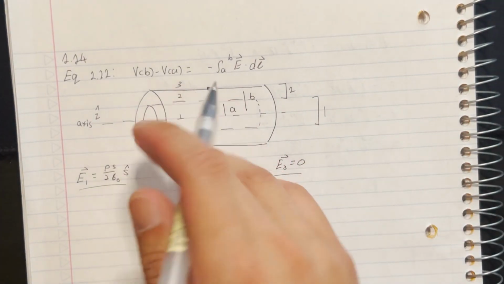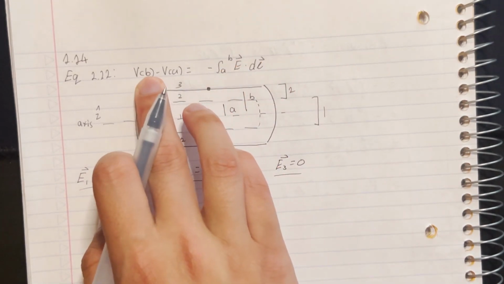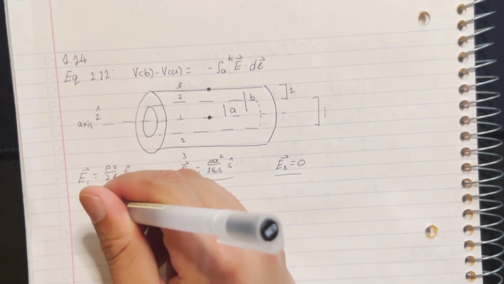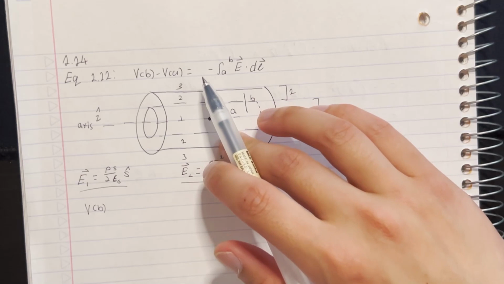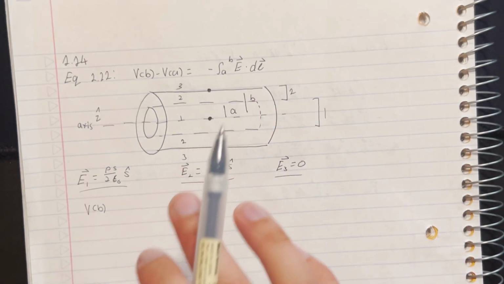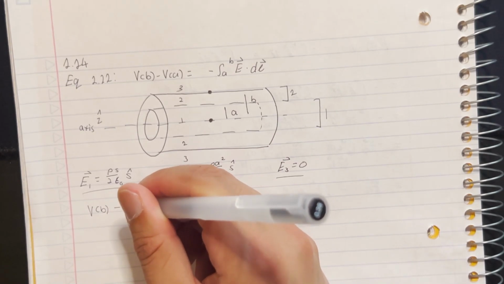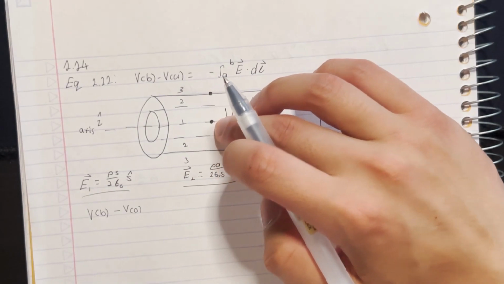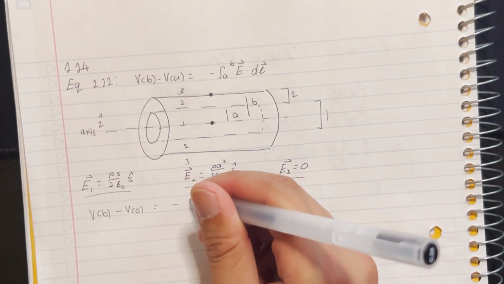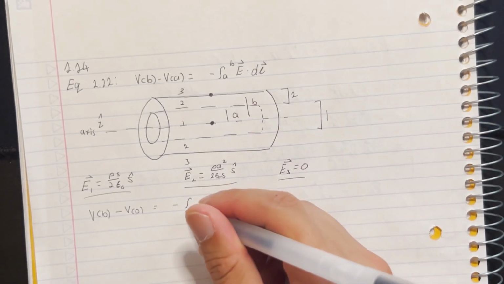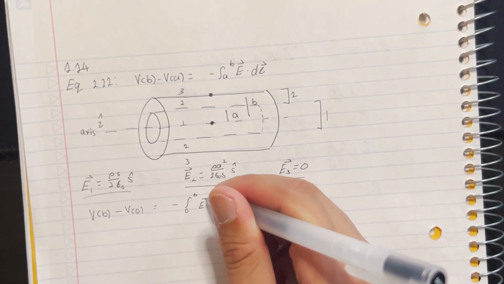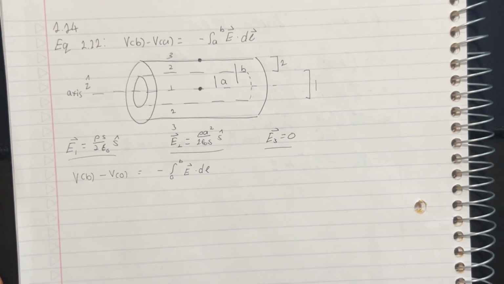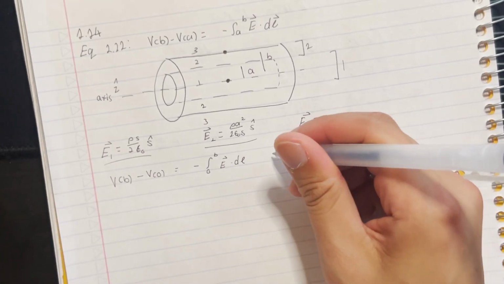VB we'll still leave as B, because that's the outside cylinder. However, it also says the potential difference between a point on the axis and a point on the outer cylinder, so our VA will actually be 0, right there on the axis. That equals negative integral from 0 to B of E dot dl. But we do have to split this up because the electric field is different in each region.